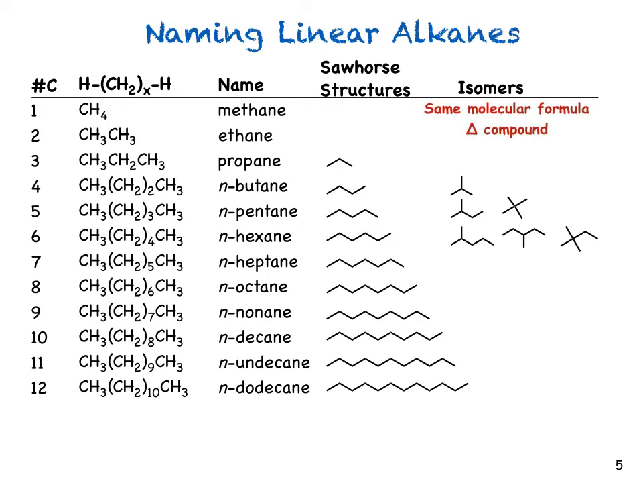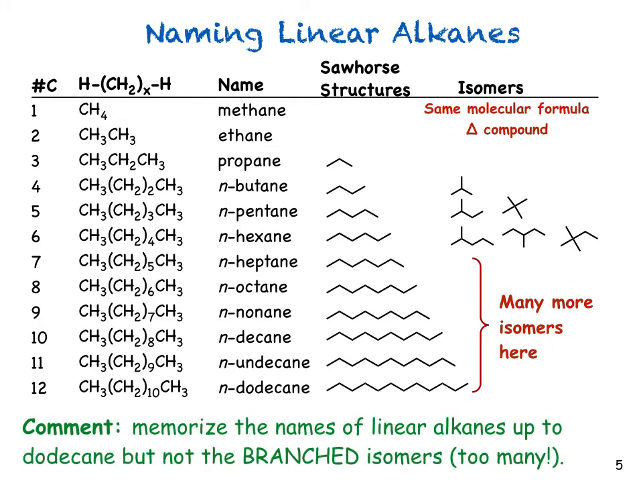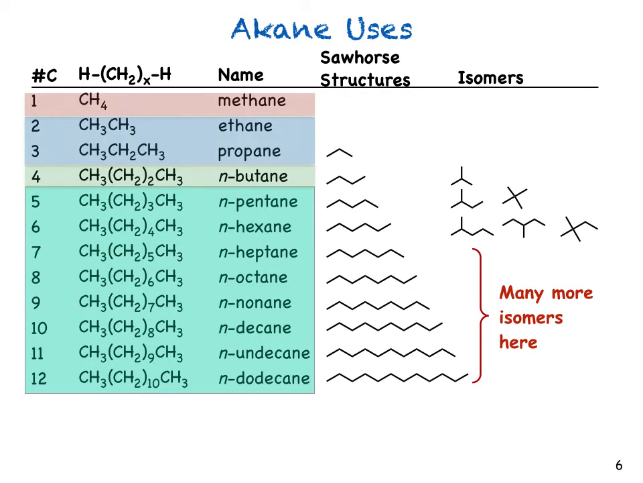So isomers have the same molecular formula but different connectivity, and there are many more isomers in everything from hexane down. I want you to memorize the names of the linear alkanes up to dodecane. That's 12 carbons. So commit these to memory. The branched isomers, don't worry about those. We'll learn how to name those shortly, but we're not going to worry about those for now.